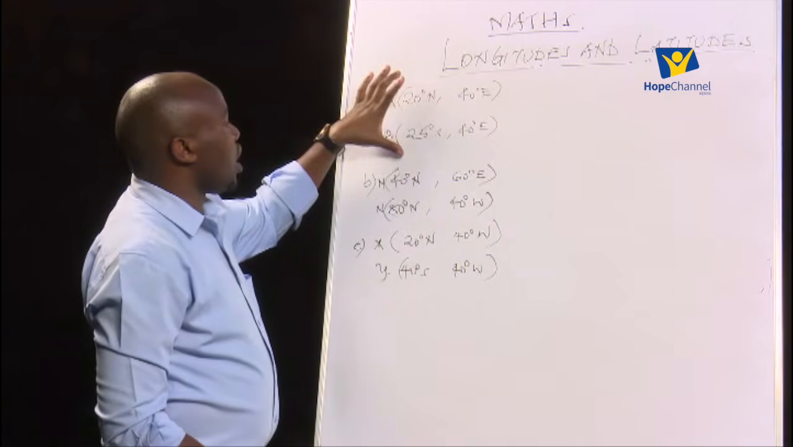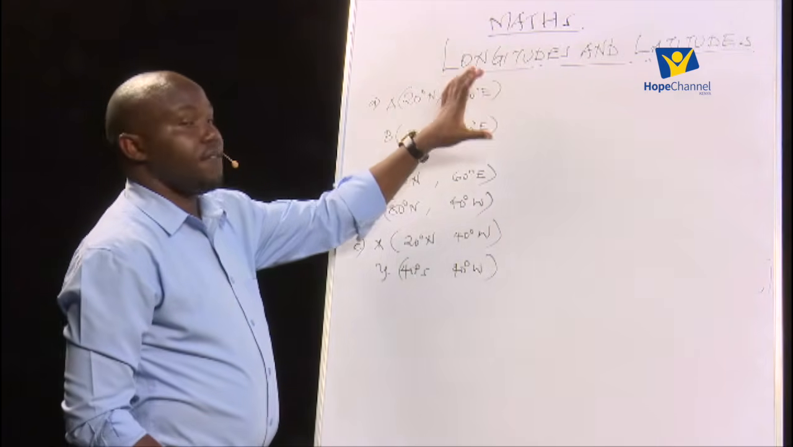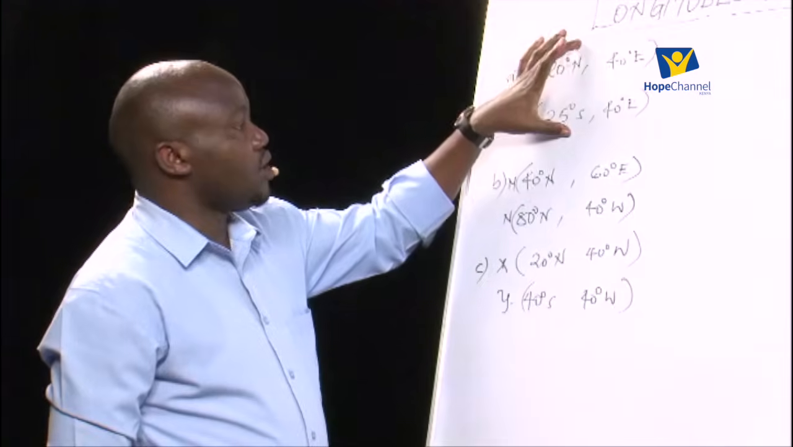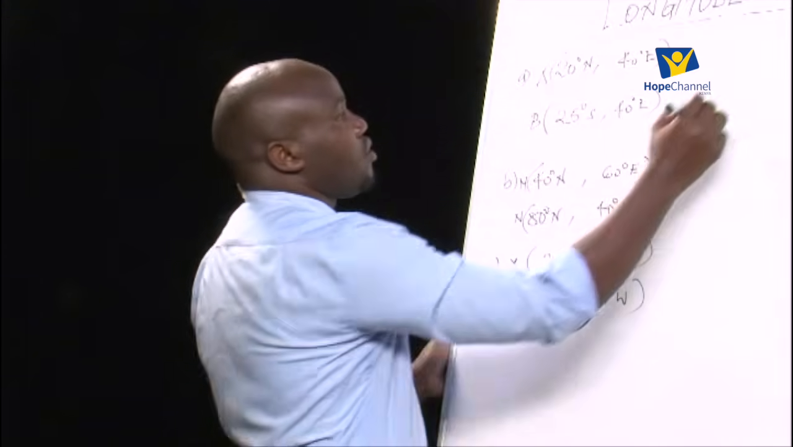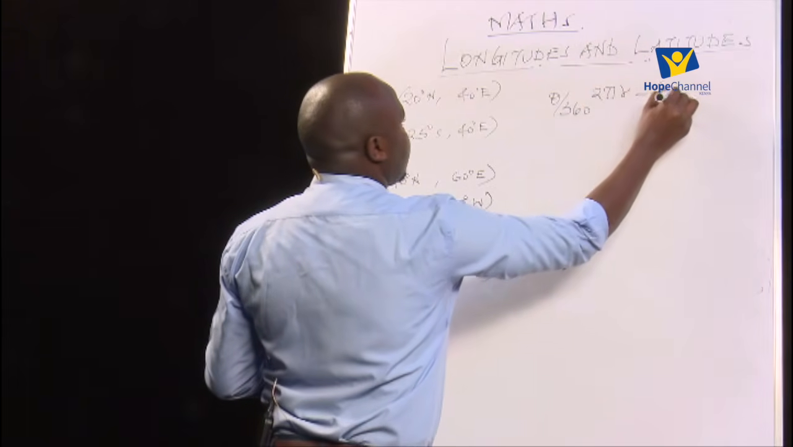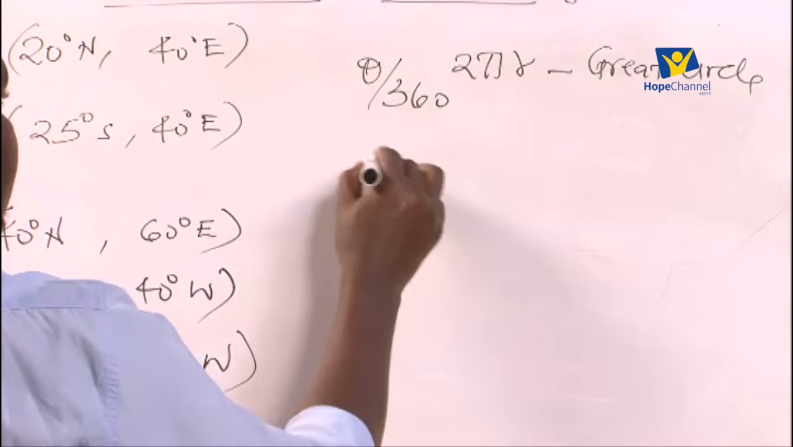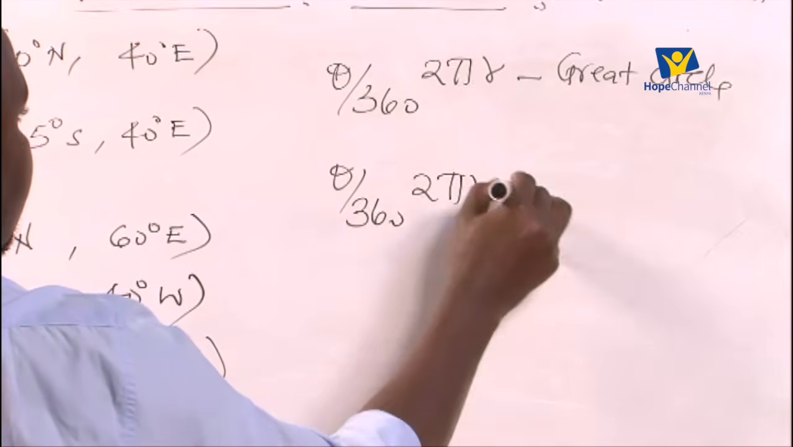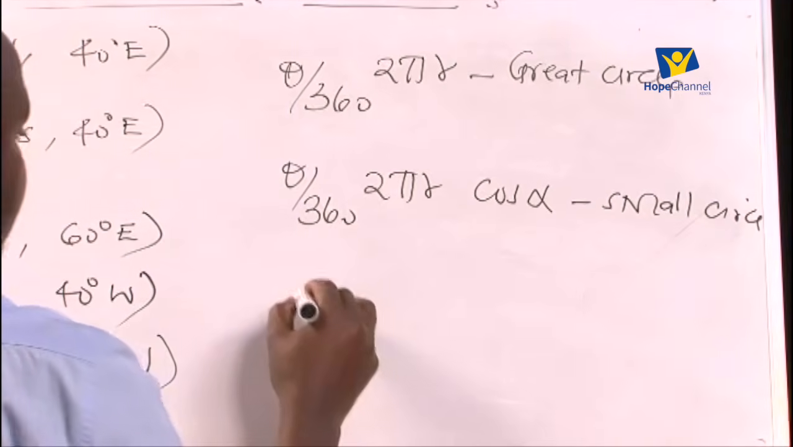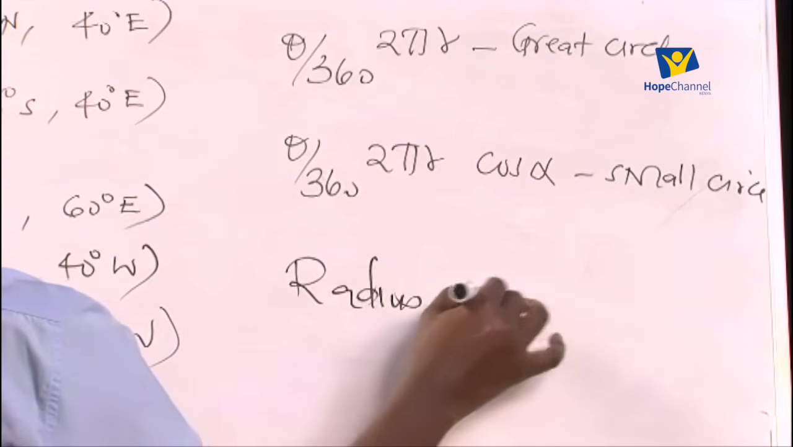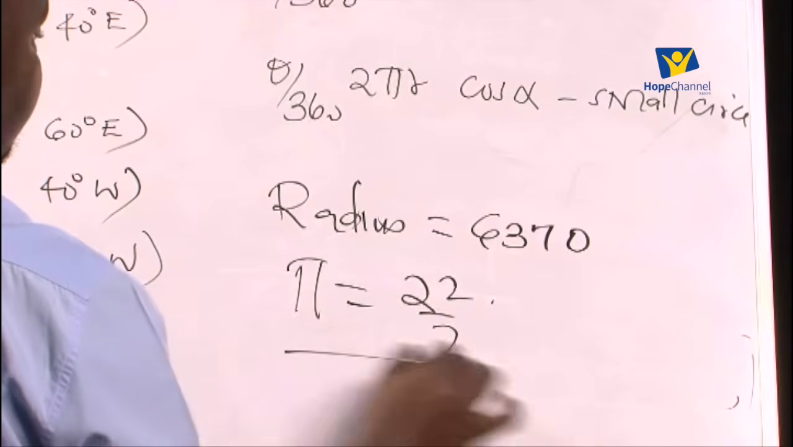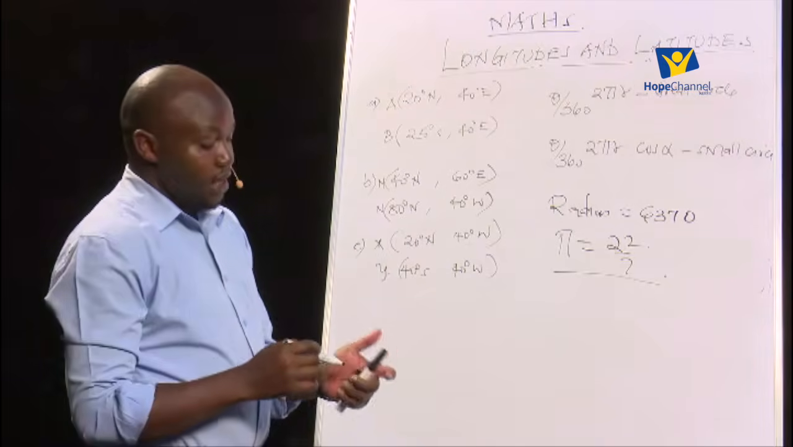First of all, draw a globe, locate these points, identify where they fall. Are they falling on the same longitude or the same latitude? If they fall along the same longitude, then they are great circles, and if they are great circles, use the formula for great circle. If they are small circle, use the formula for small circle, and use the radius of the earth as 6370 and pi as 22/7. Just a hint on how to go about it.